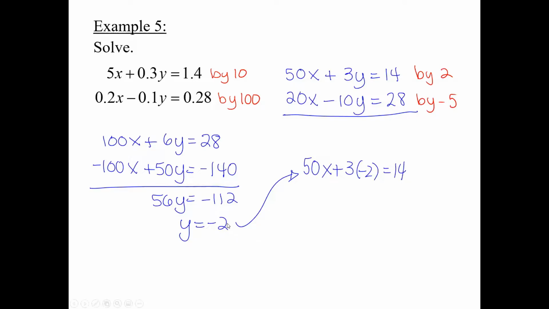Now we substitute this -2 into the equation up here. No point in doing it with the decimals when we've got this easier equation. So 50 times x plus 3 times -2 equals 14. Distribute that. Take this -6 over to the other side. We get 50x equals 20. Divide both sides by 50, and we get 2/5 or 4/10. There would be your point.